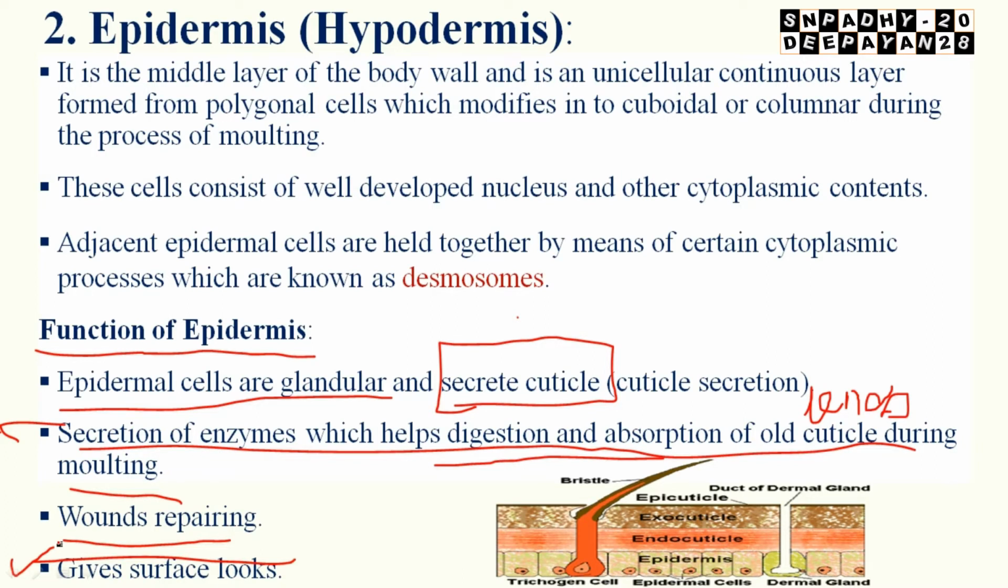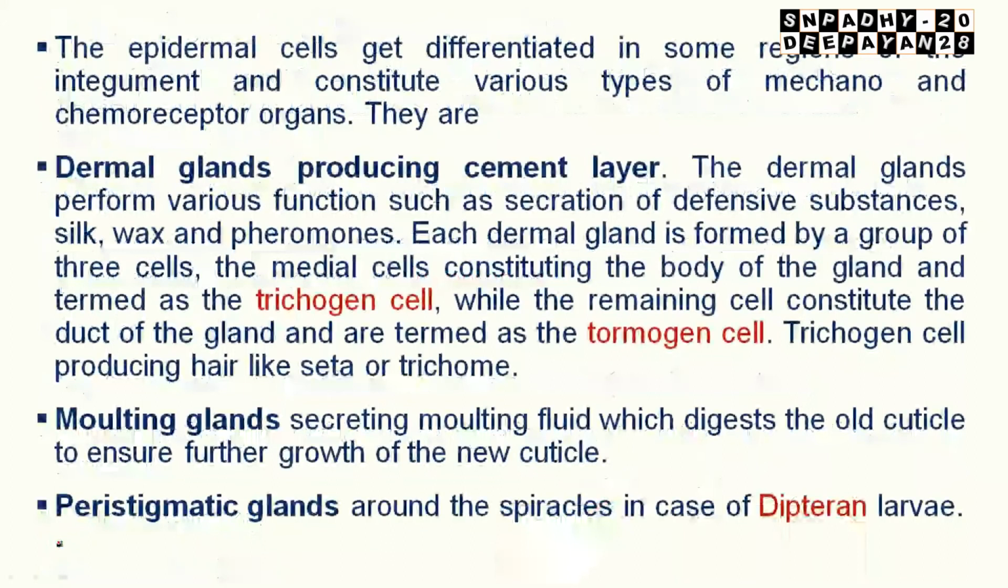Being glandular in nature, they secrete cuticle. Secretion of enzymes helps digestion and absorption of the old endocuticle, or for now you can write old cuticle. They also help in wound repairing or healing. They also give surface looks. These are the major functions. Some more things. So now we will discuss this in different regions of the body of the insect.